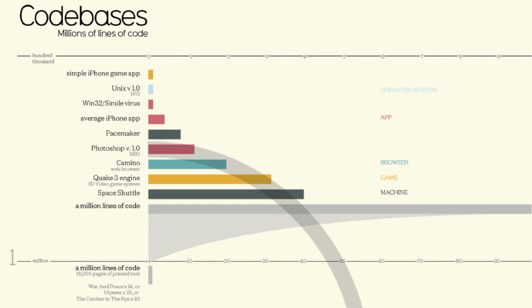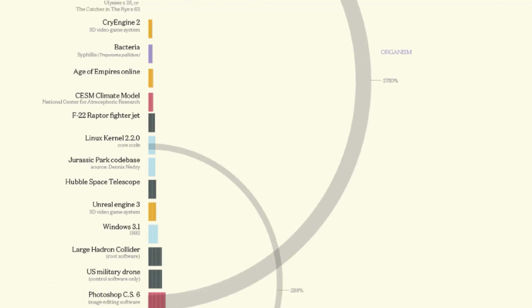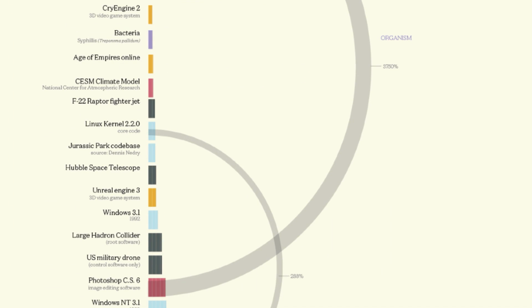When it comes to code, everything you see here above that line is less than a million lines of code. So to launch the space shuttle, 400,000 lines of code. Now the code you see here, these projects are multiple millions of lines of code. So Windows 3.1 was about 2.5 million lines of code.